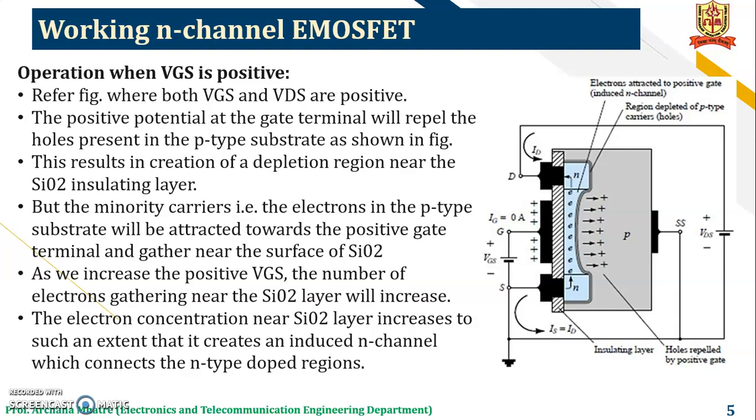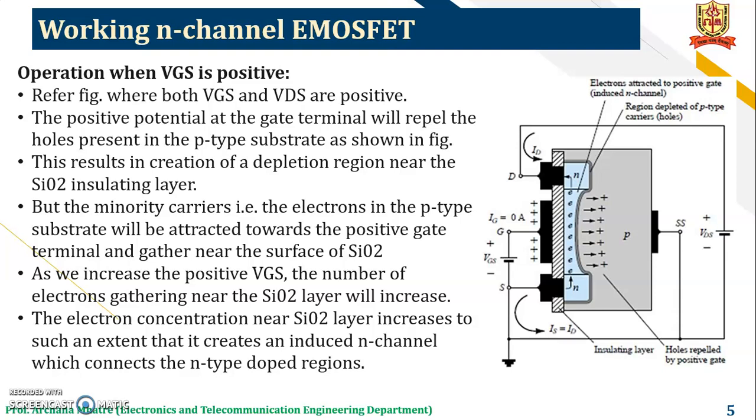Now, working of N-channel E MOSFET: the operation when VGS is positive. Refer to the figure where both VGS and VDS are positive. Here you can see this is the VDS and VGS. Both the voltages are positive. The positive potential at the gate terminal will repel the holes present in the P-type substrate as shown in figure. This results in creation of a depletion region near the SiO2 insulating layer, but the minority carriers, that is the electrons in the P-type substrate, will be attracted towards the positive gate terminal and gather near the surface of SiO2.